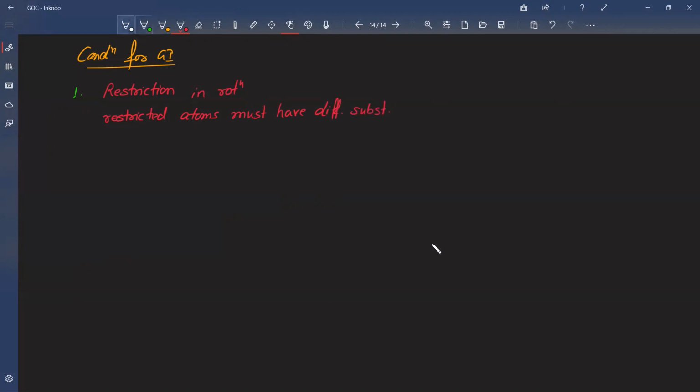Let's try to understand this with a generic example. Let's say you have A and B connected by a double bond, and then you have two substituents at A. Let's say that is small a and small b. Then even B has two valencies, suppose.